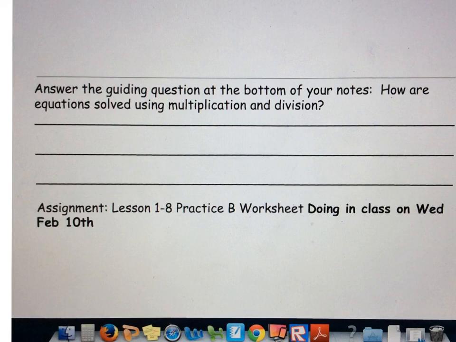All right, the last part of your notes. Answer the guiding question at the bottom of your notes. How are equations solved using multiplication and division? Your homework assignment that will be given to you tomorrow during class is Lesson 1-8, Practice B worksheet. Again, we'll be doing that in class on Wednesday.